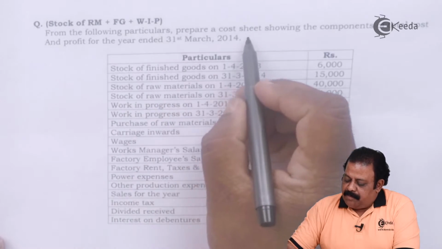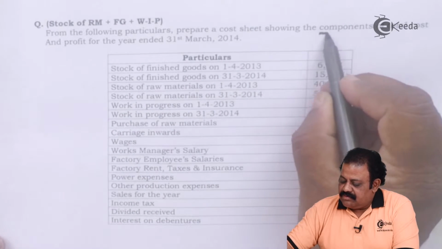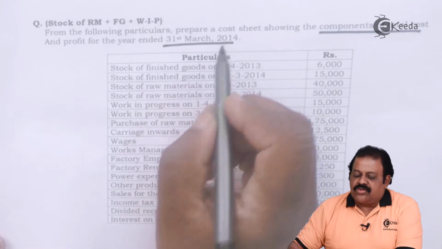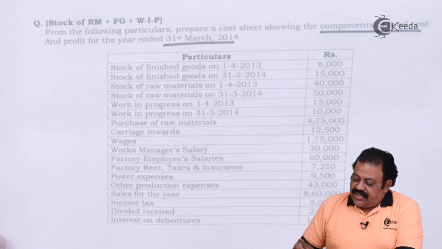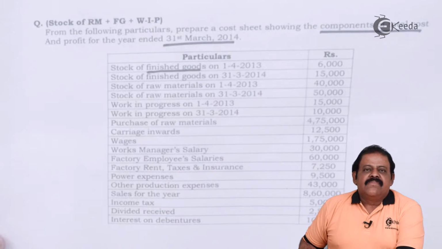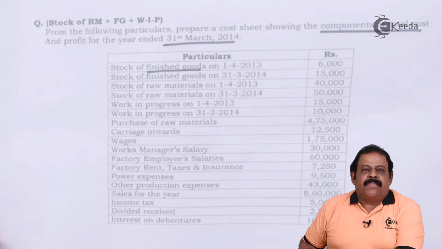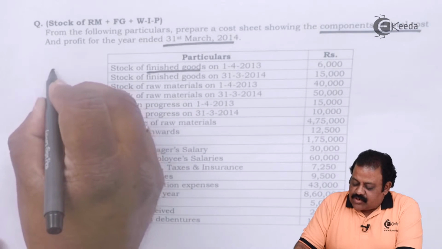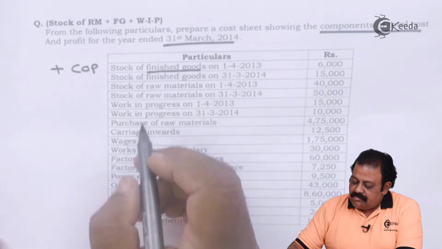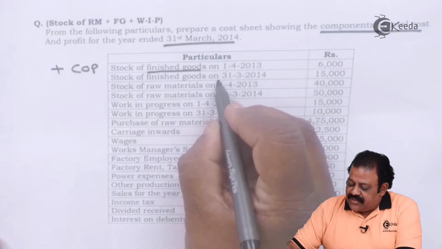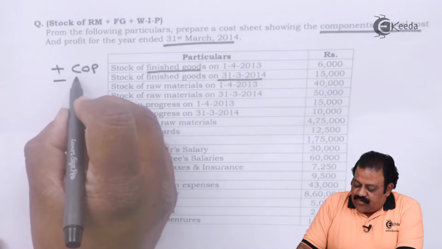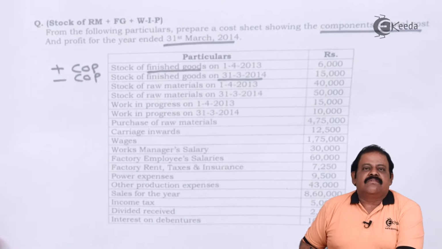From the following particulars, prepare a cost sheet showing the components of total cost and profit for the year ended 31st March 2014. Stock of finished goods as on 1st April 2013. This is the opening stock of finished goods at the beginning of the year, so this has to be added to cost of production. Stock of finished goods as on 31st March 2014. This is the closing stock of finished goods. This will be deducted from cost of production.